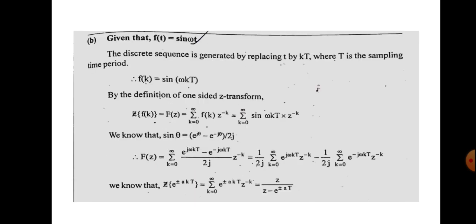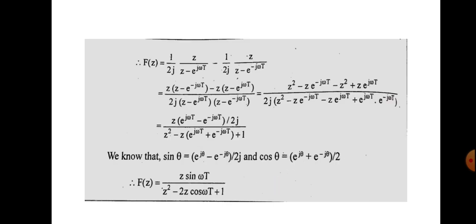Here when you reach here, you can directly write this equation by using the properties of the Z transform. We have some common formulas for the one sided Z transform. If you learn these formulas by heart, then you can easily solve the problems. So these are some results.